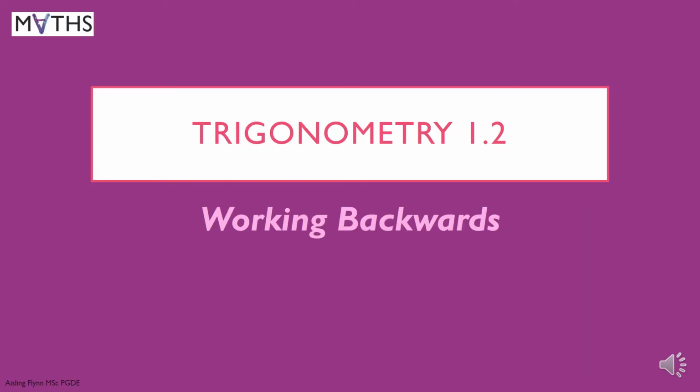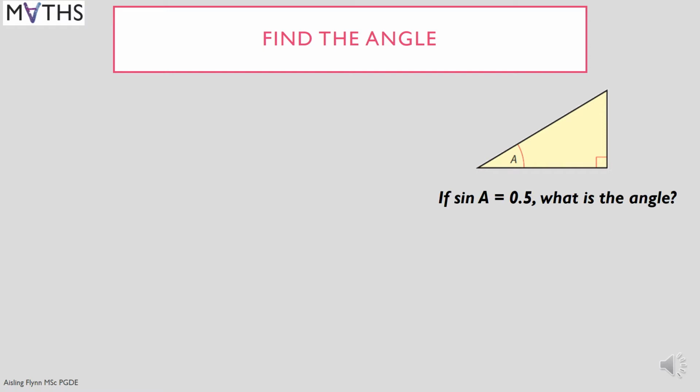This is Trigonometry 1.2, working backwards. Find the angle. In the previous lesson we were presented with various angles and we were asked to calculate or find their sine, their cosine or their tangent. In this lesson we're given the answers for sine, cosine or tangent of an angle and we're asked to work backwards to find the size of that angle. So how many degrees were in that angle? Here's an example to show you.